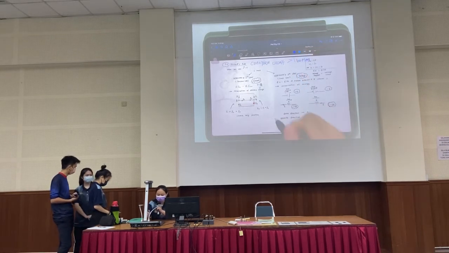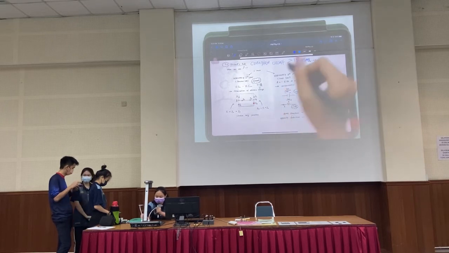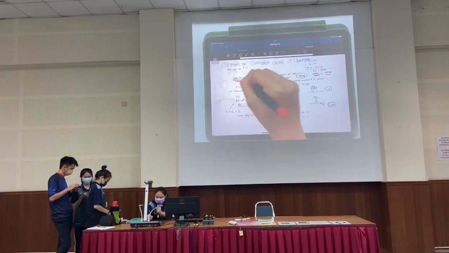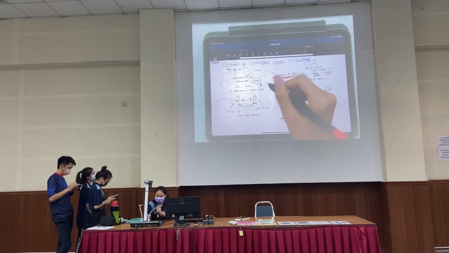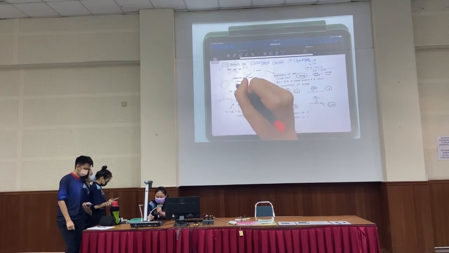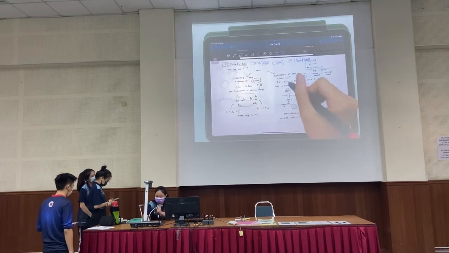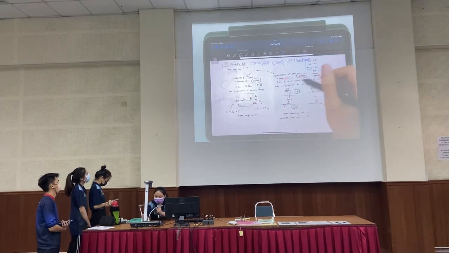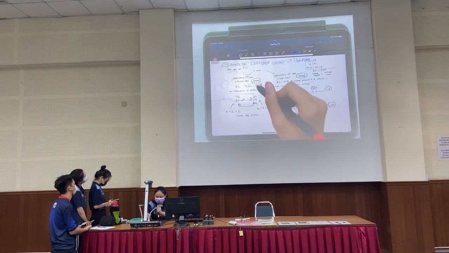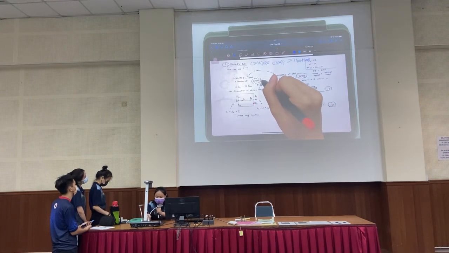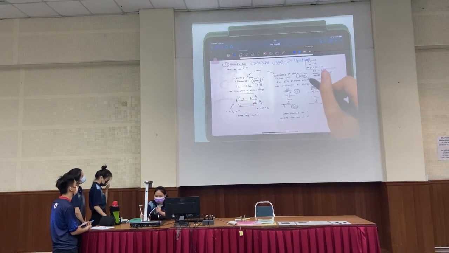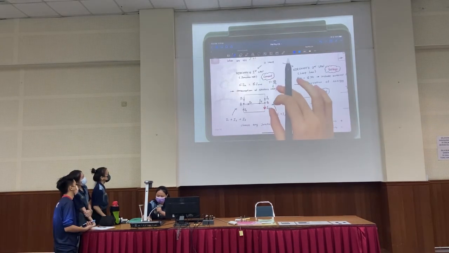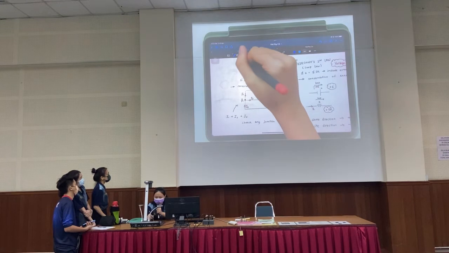So the Kirchhoff rule contains 2 laws. The first is the Kirchhoff first law and the second is the Kirchhoff second law. The Kirchhoff first law is also called the junction rule, and the Kirchhoff second law can also be called the loop law. For the Kirchhoff first law, it is all about the current, and for the Kirchhoff second law, it's all about the voltage. So now I will explain the Kirchhoff first law first.